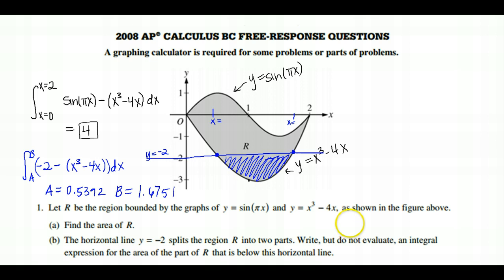There are actually 2 other parts to this problem, C and D, but we haven't gone through the methods to solve them yet. So we'll come back to those portions at a later time, but so far we've gone through half of this free response question.